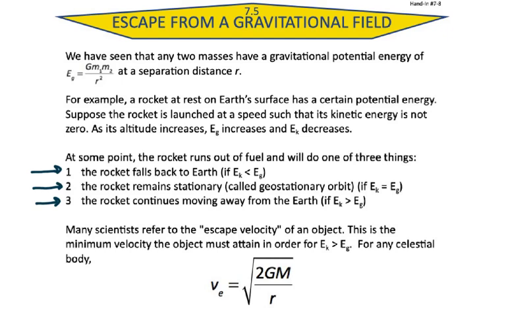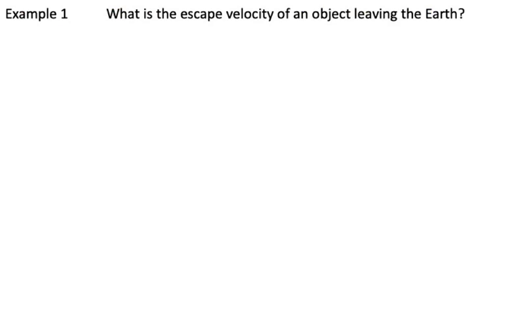how fast does the object need to be going in order to escape the gravitational field? We have this formula, and I want to know what is the escape velocity of an object leaving the Earth. So what is VE? In order to use this equation, we need G. Look it up as we always have: 6.67 times 10 to the minus 11 newton meters squared per kilogram squared.